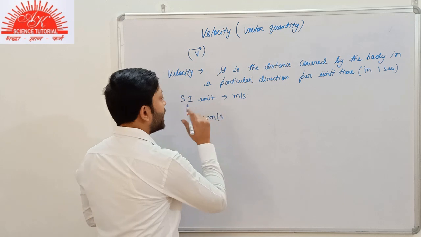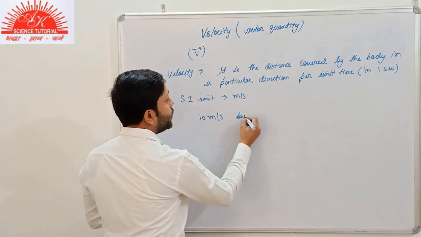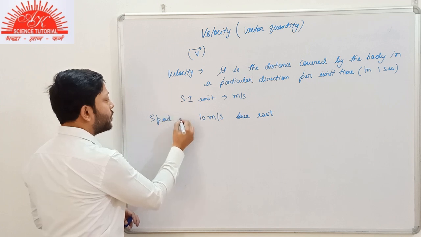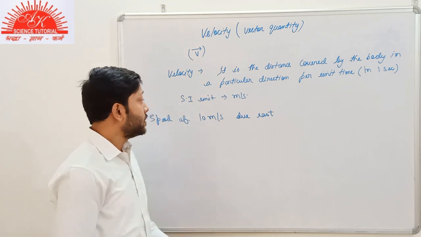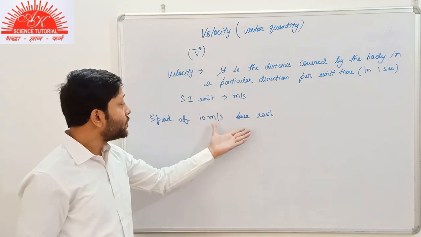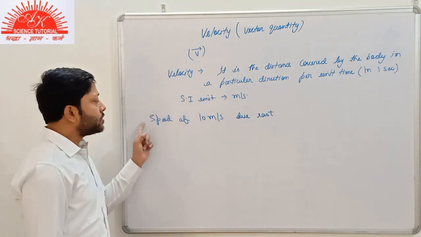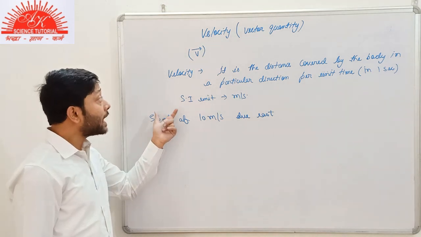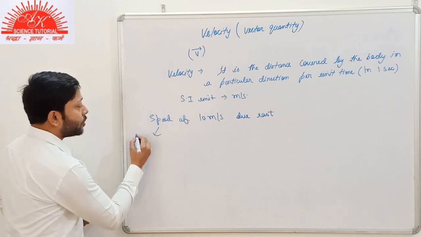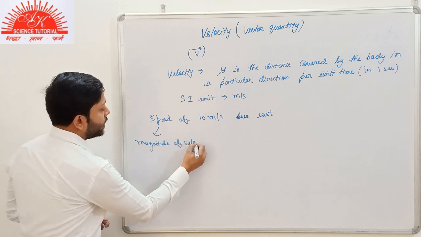If I write here, the body is moving with a speed of 10 meter per second due east, so this is the magnitude and unit, and this is the direction. So this will define the velocity of any body completely. Whenever we use the term speed, it means that we are talking about the magnitude of velocity. What is speed? Speed is the magnitude of velocity.